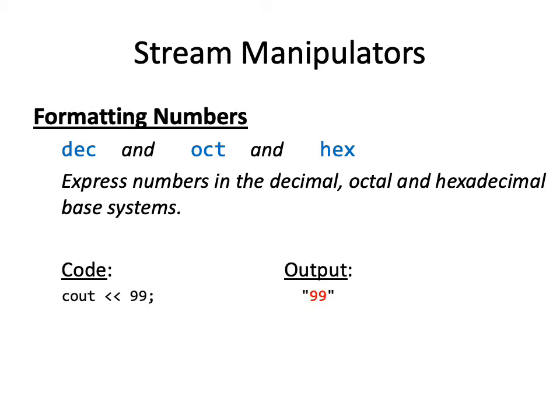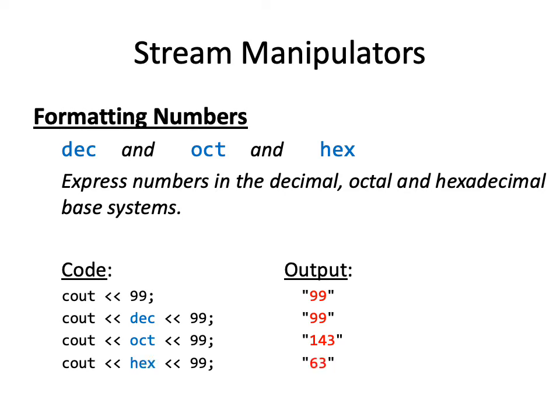So for example, if we output 99, we get the string 99. If we output dec and then 99, we get 99 because 99 is a decimal. If we output oct 99, we get 143, which represents 3 times 8 to the 0 power plus 4 times 8 to the first power plus 1 times 8 squared. So that's the octal system. You can read about that if you want. Hexadecimal system, 99 can be represented like this: 3 times 16 to the 0 power plus 6 times 16 to the first power. So 6 times 16 plus 3 is 99.